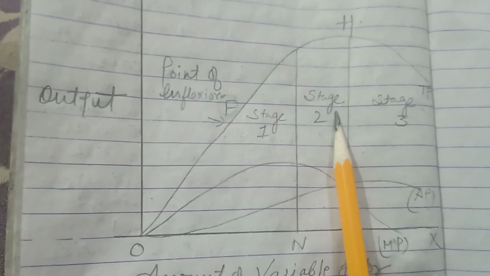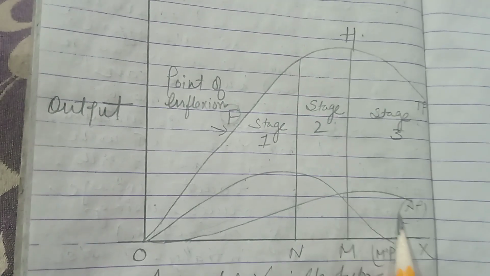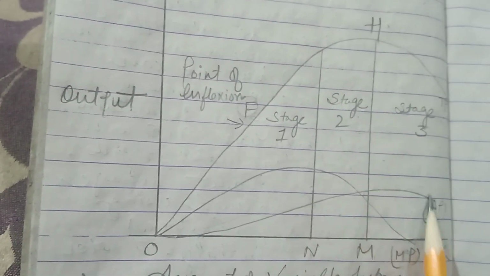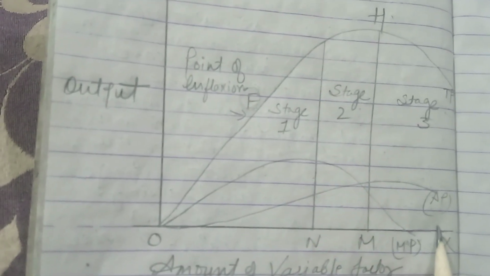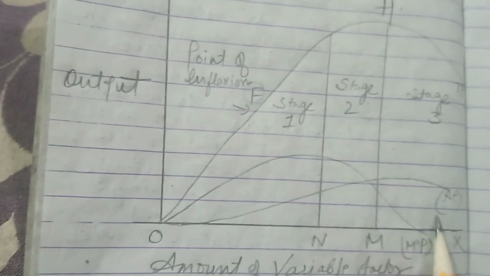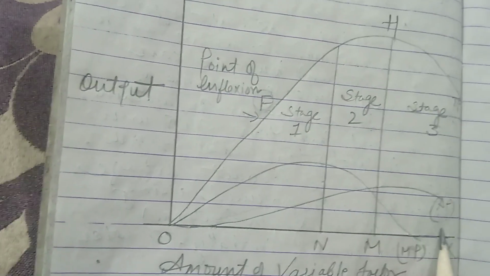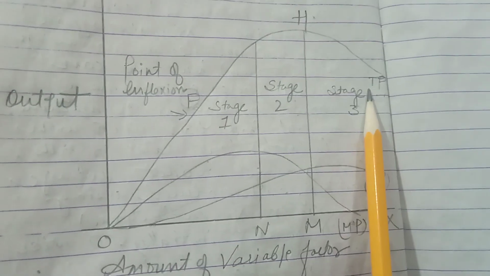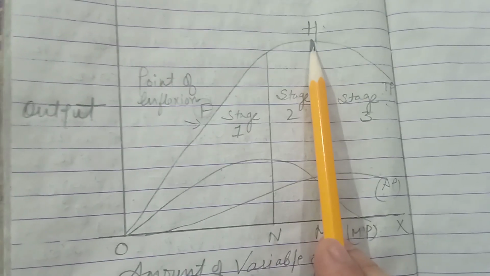Second, both MP and AP continuously fall during this stage. Again, it is showing the falling curve. The slope is going negative. Third, in stage 2, the stage ends when TP reaches its highest point H. As you can see, this is the TP, and in stage 2, again the highest point is the H1.